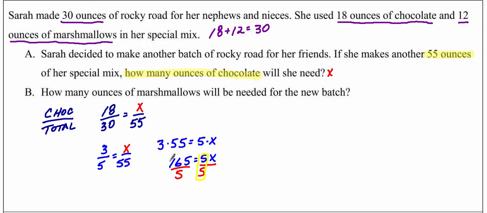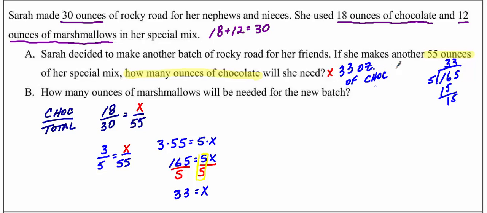And so 165 divided by 5, let's do that right up here, 165 divided by 5, 5 goes into 16 3 times, that's 15, 1 left over, bring the 5, 5 goes into 15 3 times again. We know that 33 is equal to x, which means she needs 33 ounces of chocolate. If she's going to make a batch that's 55 ounces in size, she needs 33 ounces of chocolate.